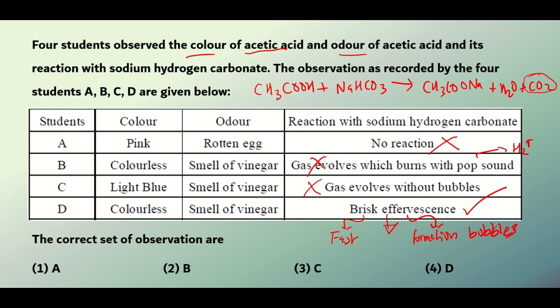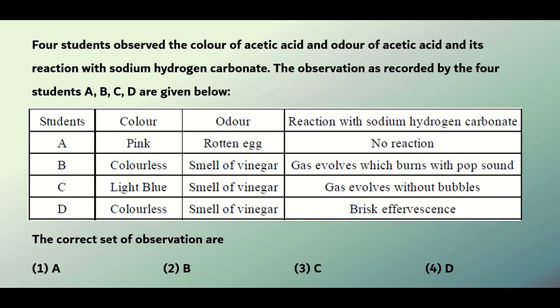So this observation is particularly for carbon dioxide. So with this only we can get that student D is correct. We do not need to check the other parts. However, if we check, we'll say that acetic acid is colorless and it has a smell of vinegar. So option 4D is the correct answer for this question.